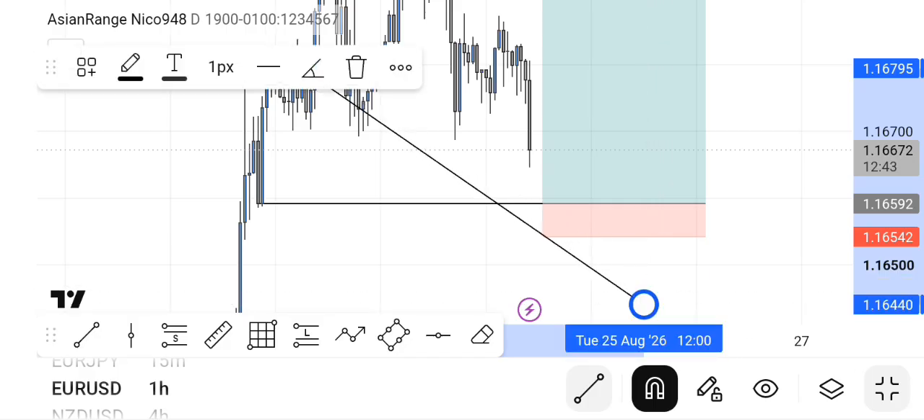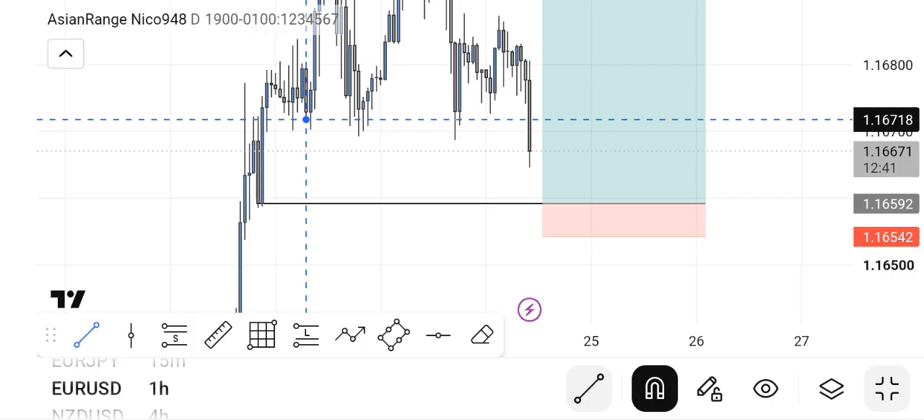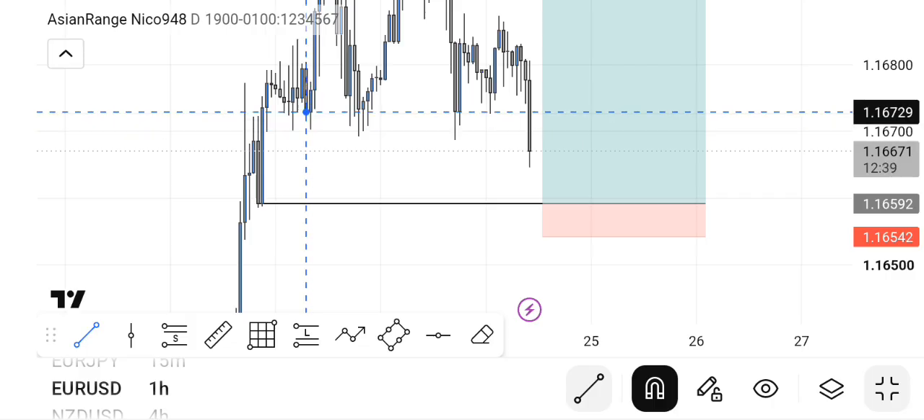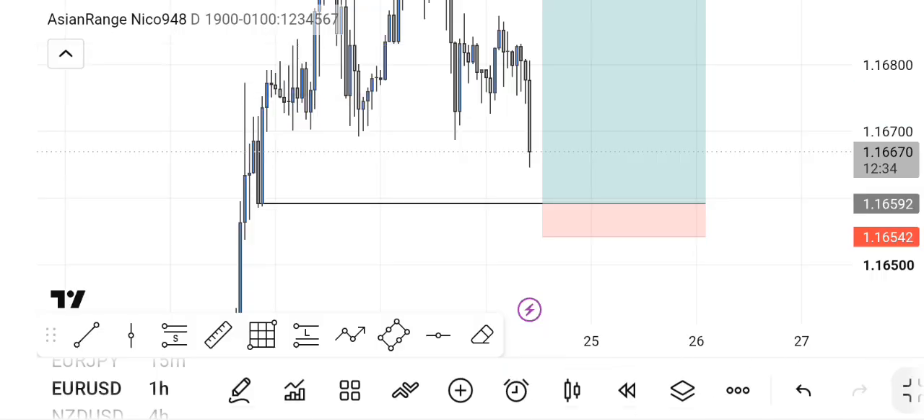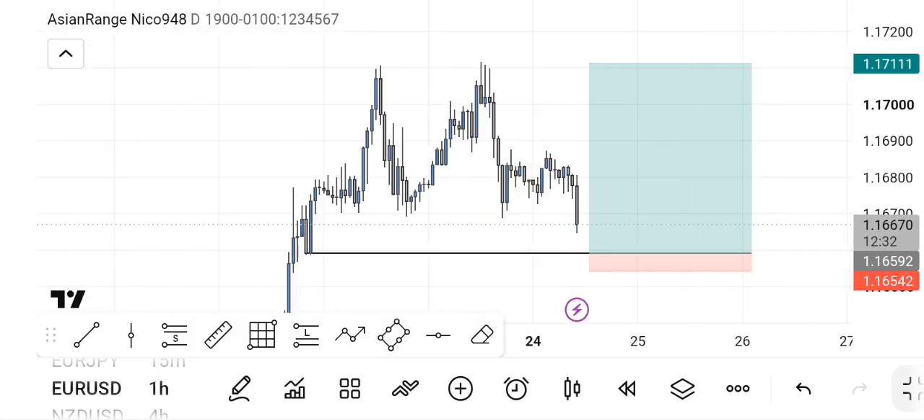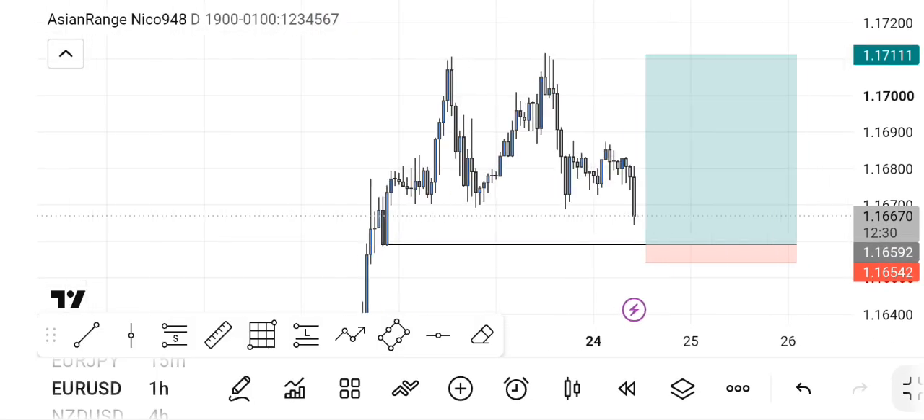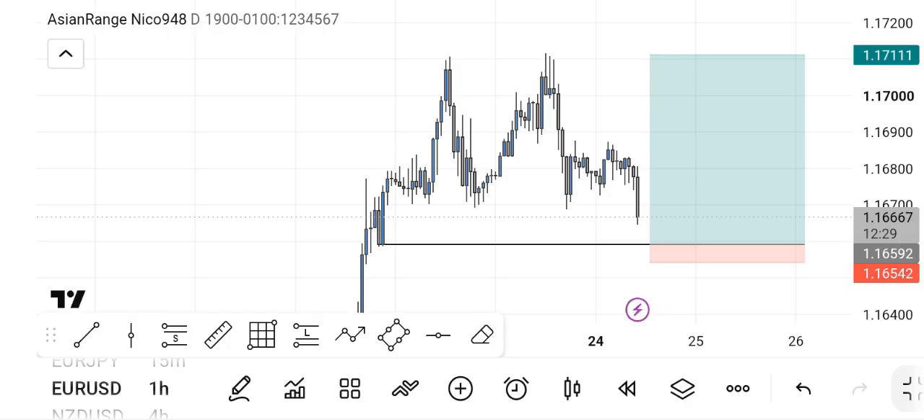Not this one. I don't forget trend line. Anyway, it's none of my business. I don't do trend lines. Anyway, what about trend lines is if it's there, it's there. If it's not there, it's not there.